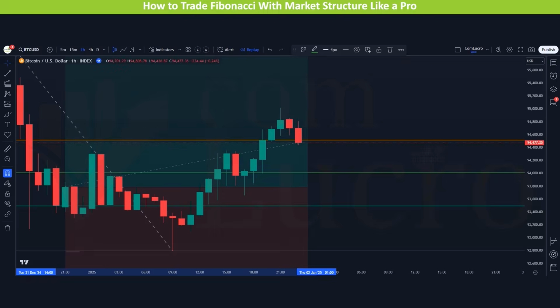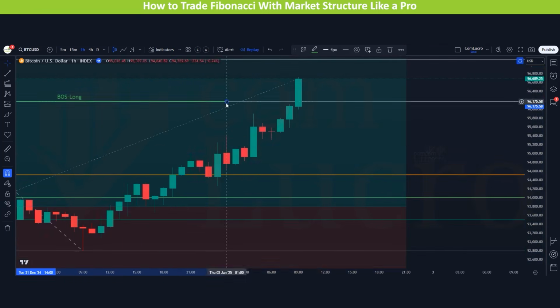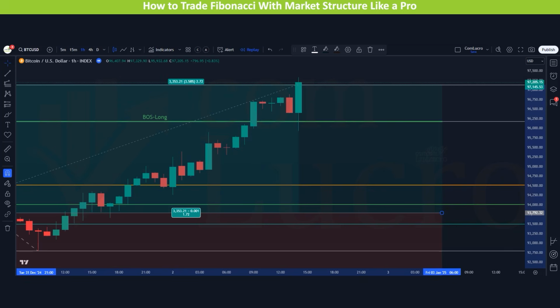And just like the first one, this setup closes as another winning trade, proof of how well this strategy works when you execute it with discipline and precision.